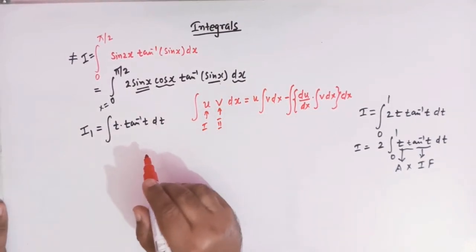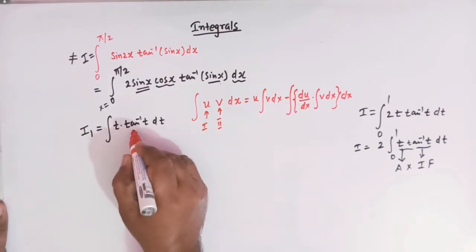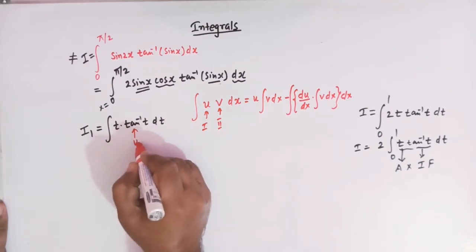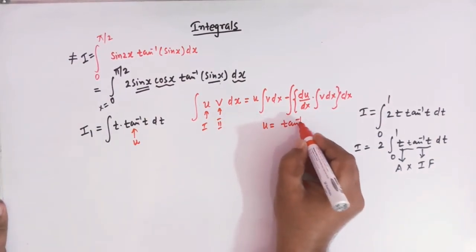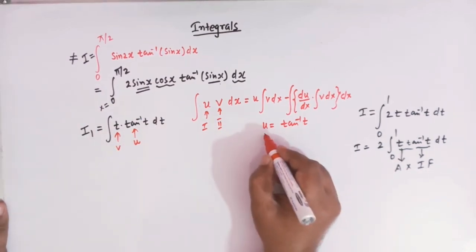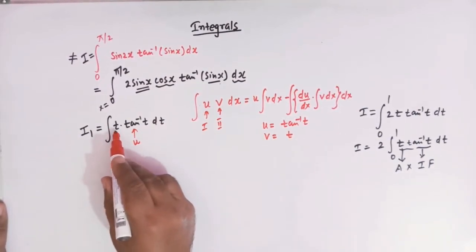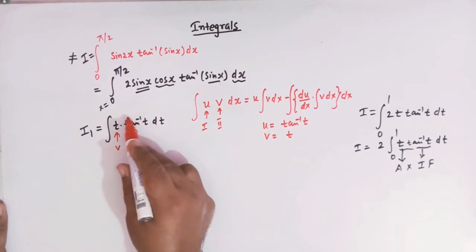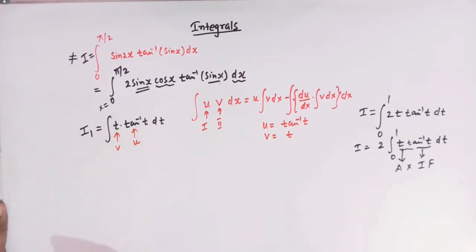So here what we will do, we'll take tan inverse t as u, right? So we'll take u as tan inverse t and v as t, right? So v is t. So the algebraic function is taken as the second function, and the inverse trigonometric function is taken as the first function, right?